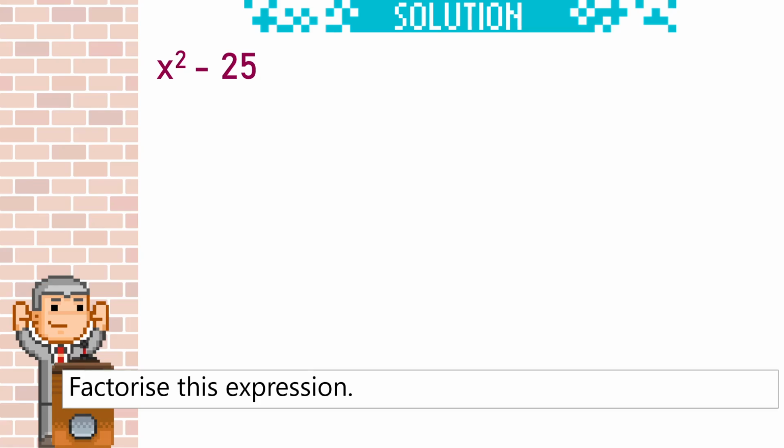Whenever you see a difference of two squares, start by writing out the brackets, one with an x plus and the other with an x minus. Then square root the number, so 25 square rooted is 5, and put it in both brackets.